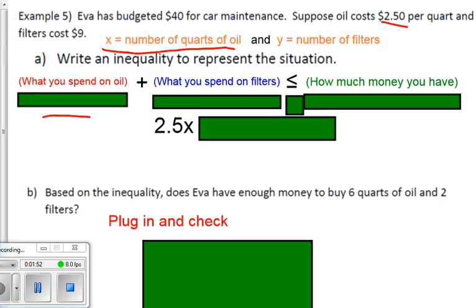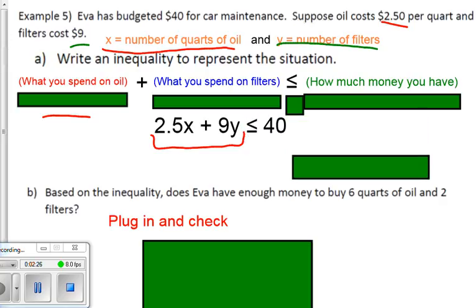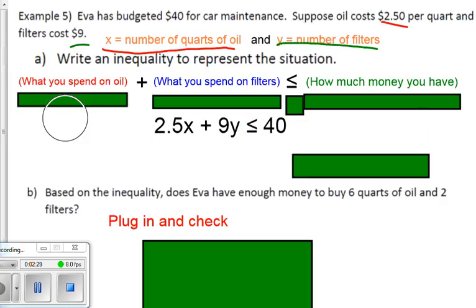Now we need to add on how much she spends on filters. Well, again, she's getting Y number of filters, each filter costing $9, so that would be 9 times Y. If I got 3 filters, it'd be 9 times 3. If I got 4 filters, 9 times 4. Or sorry, Eva, not me. I'm not getting an oil change. So, in this case, this is how much Eva would be spending in total. However many quarts she buys plus however many filters she buys, and it needs to be less than how much she has. So it needs to be less than $40.